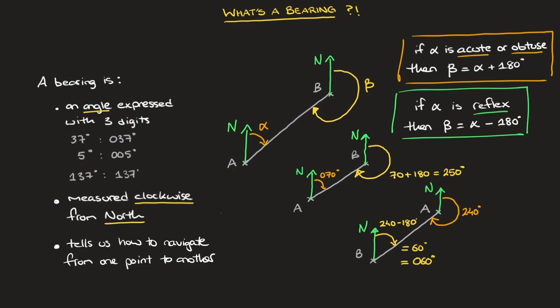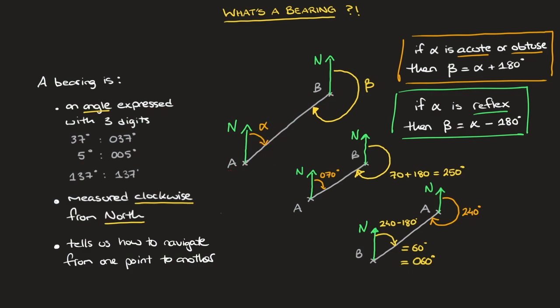Okay, so at this stage, we should have a pretty good idea of what a bearing is. It's an angle, which is expressed with 3 digits. It's always measured clockwise from north, and that angle tells us how to navigate from one point to another. And finally, we saw here how to get a bearing of a point A from a point B, given the bearing to get to point B from A.